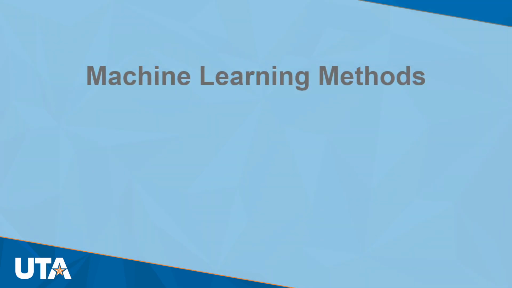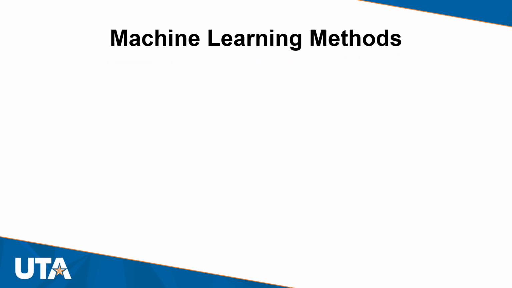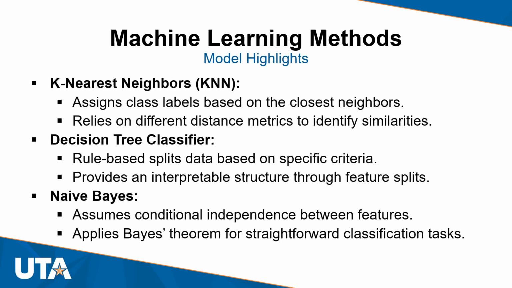Machine learning methods. As I said earlier, we implemented six classifiers, namely SVM, random forest, gradient boosting, KNN, decision tree, and naive Bayes. The objective was to evaluate each classifier's effectiveness in vehicle silhouette identification based on comprehensive metrics. The SVM with RBF kernel constructs optimal hyperplanes for separating complex data. Ensemble models like random forest and gradient boosting aggregate predictions from multiple decision trees. Naive Bayes relies on Bayes' theorem and assumes conditional independence between features.